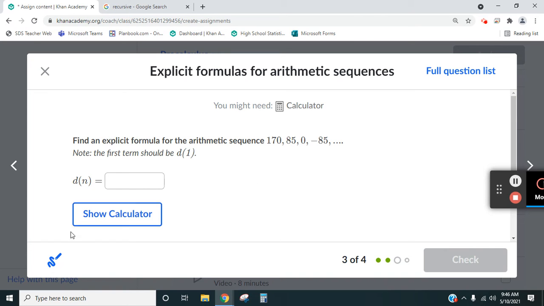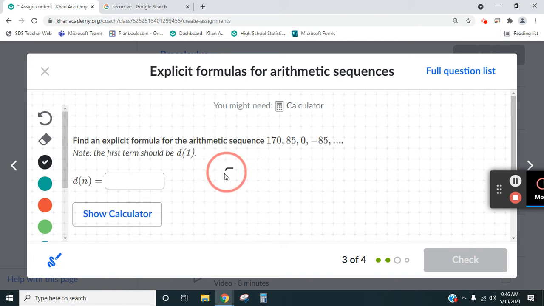Here's your formula. Every time, you need to first of all figure out these two things. What's the first term? A1. When I say A1, I mean the first term. So that's 170. All right, sweet. And then D. I talked about it earlier. What's D? D is the common difference. So what's happening? Yes, it's subtracting 85. So we have to say -85.